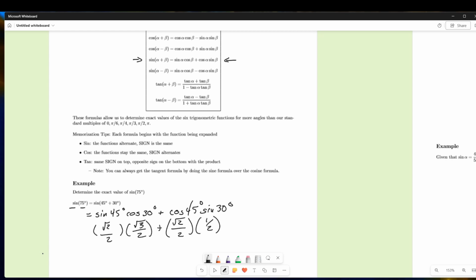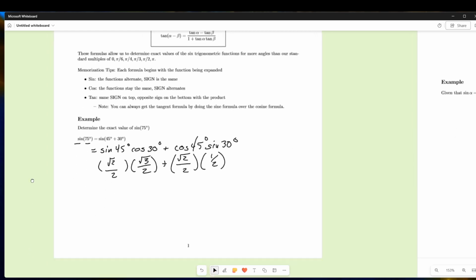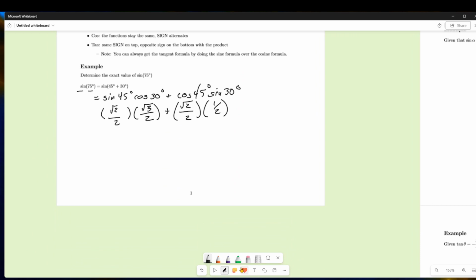So we can then bring all those pieces together to say that we've got the square root of 6 over 4 plus the square root of 2 over 4. It's nice to have common denominators there. So the square root of 6 plus the square root of 2, over 4. And it might seem strange, but that's our exact answer. We can't do any more simplifying than that.